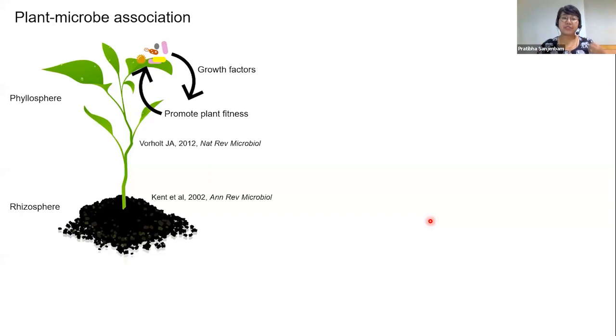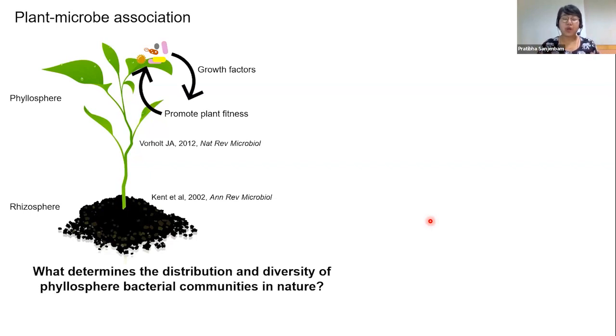Hence, many recent studies have now started to focus on understanding the assembly and maintenance of stability of these phyllosphere microbial communities. This brings me to this basic microbial ecology question: what determines the distribution and diversity of phyllosphere bacterial communities in nature?